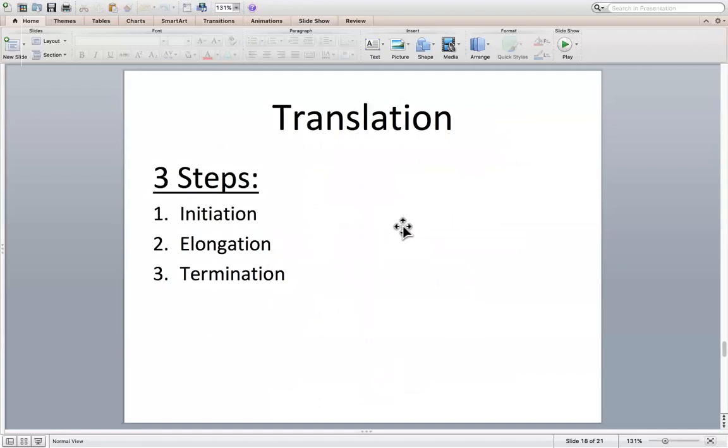And so the next step in all of this is what's known as translation. Translation occurs in three main steps. It's going to be the initiation step, the elongation step, and then the termination step.